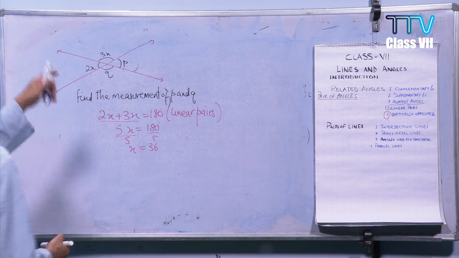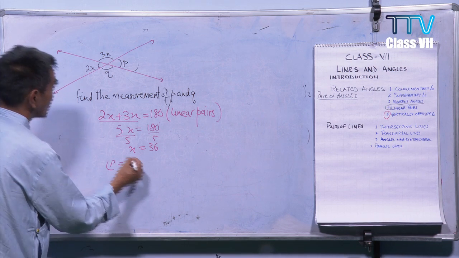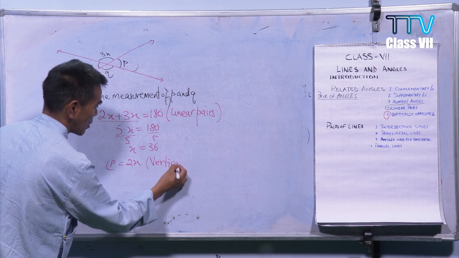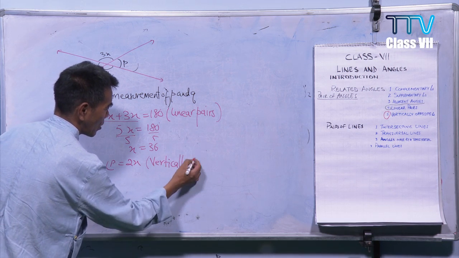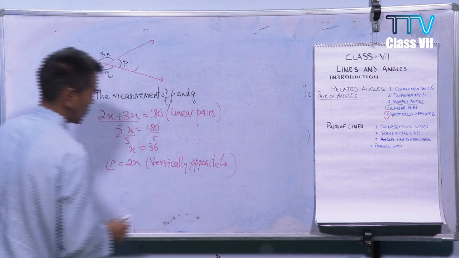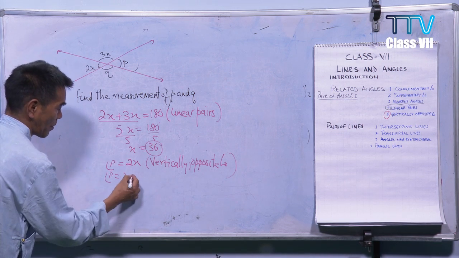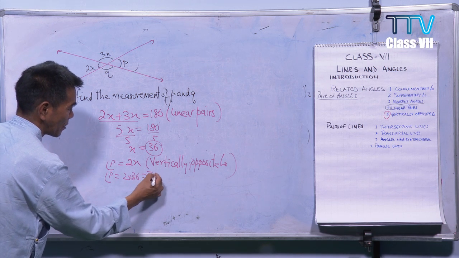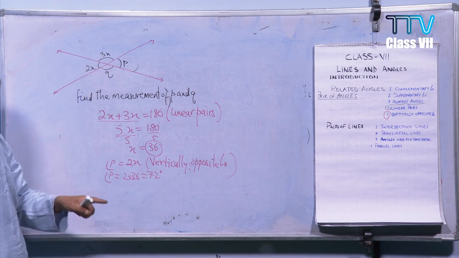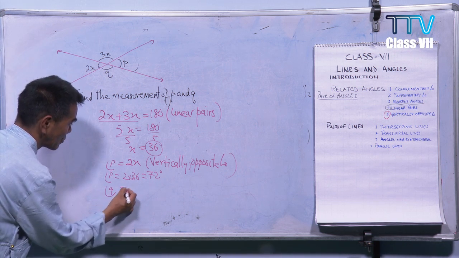Now angle P is equal to 2x. These two are vertical opposite angles. Therefore angle P is equal to 2 times the value of x, which is 36. So we get 72 degrees. The angle Q value is 3x value. Angle Q is equal to 3x, vertical opposite angle.